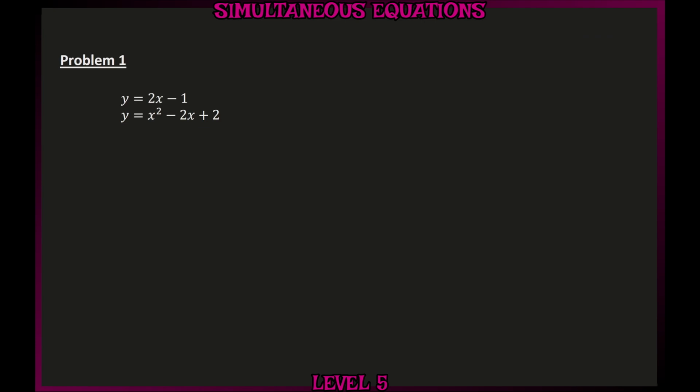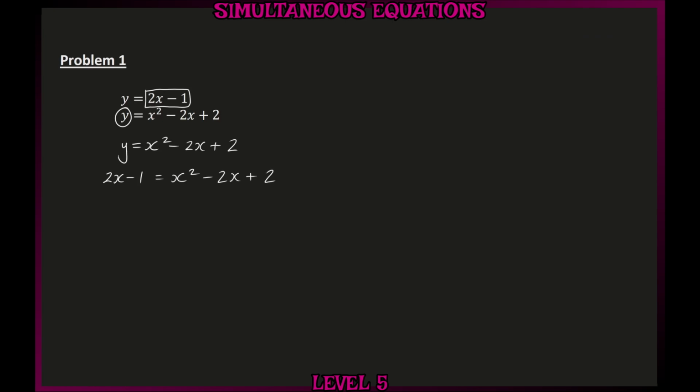In problem 1, we're solving y equals 2x minus 1 and y equals x squared minus 2x plus 2. Since the first equation is linear and the second one is non-linear, we want to solve these by substitution. This means we look at the linear equation, because that's the simplest one, and take 2x minus 1. Since we know this is equal to y, we can substitute it for y in the second equation. And so the second equation becomes 2x minus 1 equals x squared minus 2x plus 2.